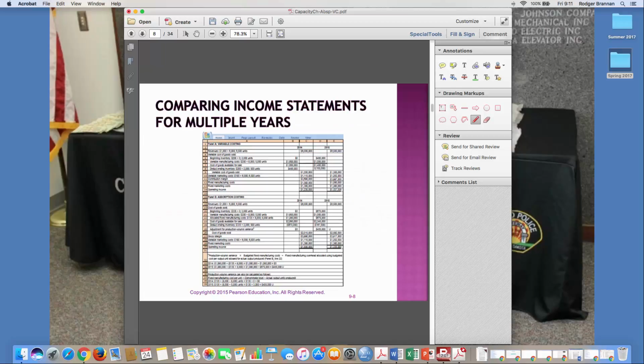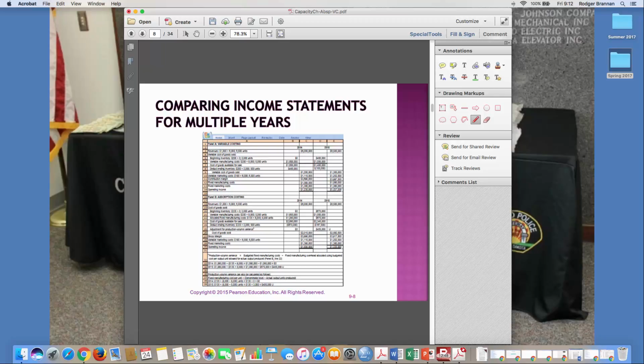Now, you can look through this. I'm not going to spend tons of time looking at all this. In 2014, they started with 0, manufactured 8,000. They sold 6,000, so they end up with 2,000 units. So they carry that over into the next year. And they manufacture 5,000 units, and they sell the 6,000. So they end up with 30 units left in ending inventory.